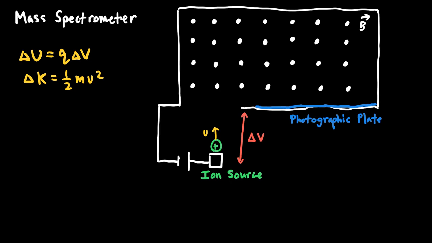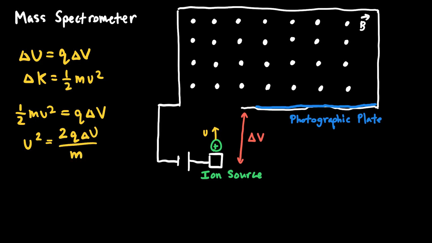And so by conservation of energy then, the increase in kinetic energy, 1/2 mv squared, should be equal to the decrease in potential energy, which is Q times delta V. If I take that equation and I rearrange it for the velocity of the charged particle, what I get is that v squared is equal to 2Q delta V divided by the mass of the charge.